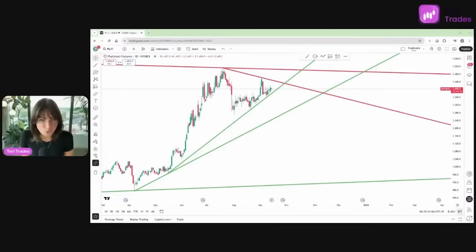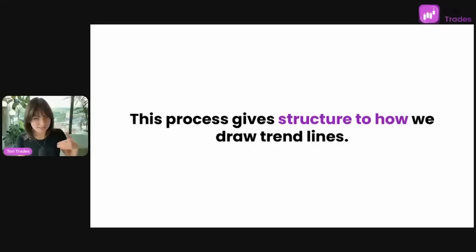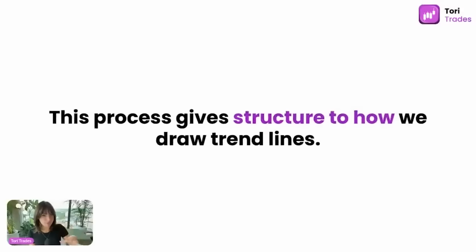Beautiful. So this is what, if you were to be trading a daily time frame and did your top-down analysis, you would stop right there. That would be it. That would be what your top-down analysis looks like. But this process gives us structure to how we draw our trend lines. This is something that we can do on every chart.